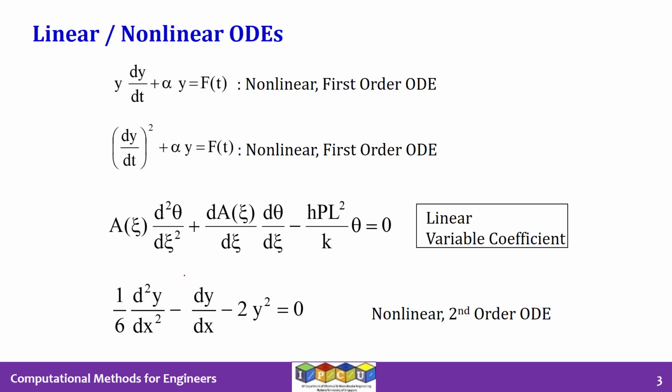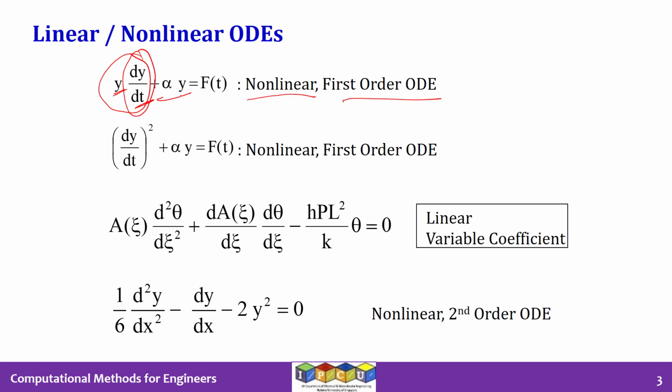Now this ODE is clearly nonlinear because you have this term. The coefficient of dy by dt is the dependent variable y. The moment you see dependent variable terms multiplying each other in the ODE, that would render it to be a nonlinear ODE. It still is a first order ODE because the highest derivative is the first derivative.